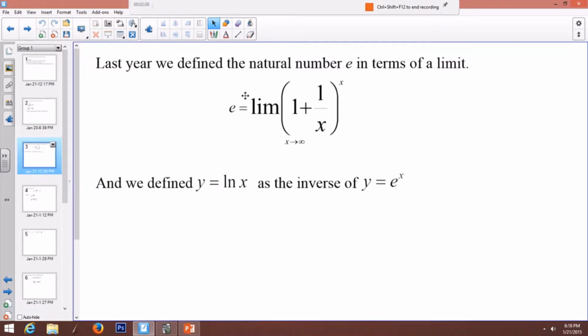Last year, we defined the natural number in terms of a limit. We said e was the limit as x goes to infinity of this expression. At any rate, as we go to infinity, we take this expression to the infinite power, and we get closer and closer to this value e. Then we define the ln of x as the inverse of the function y equals e to the x. And that was our definition of logarithm.